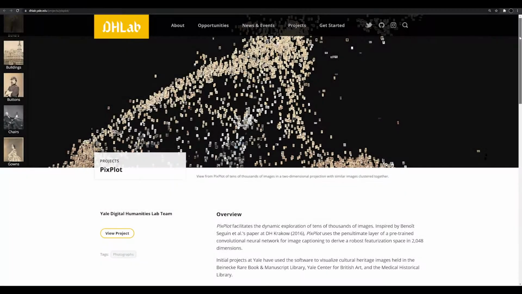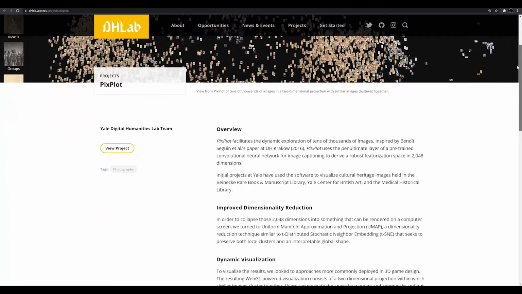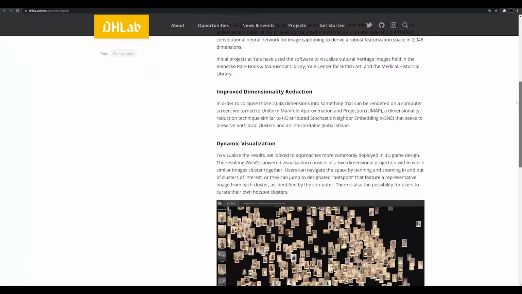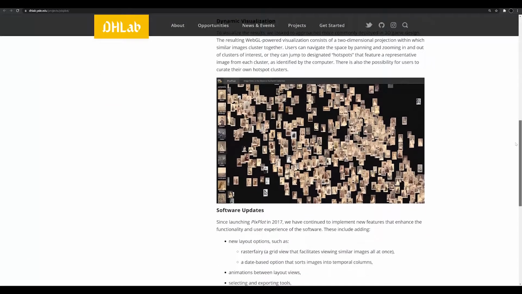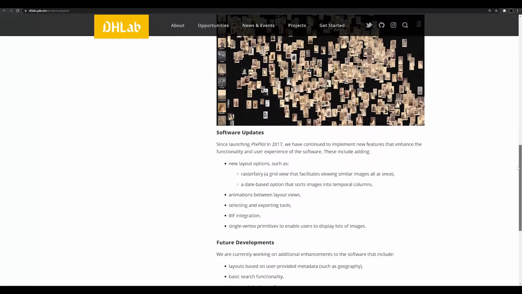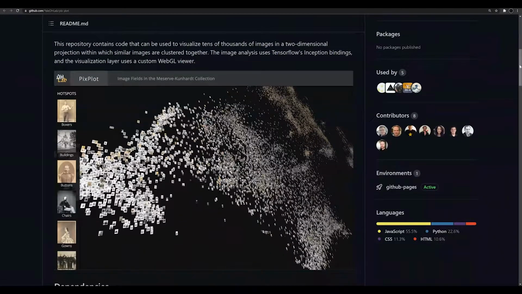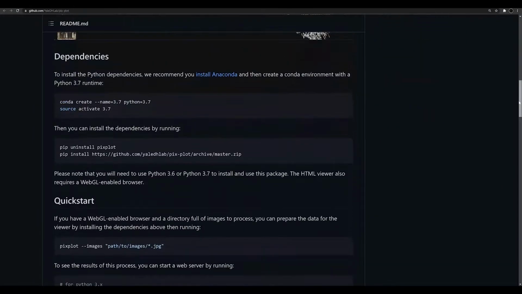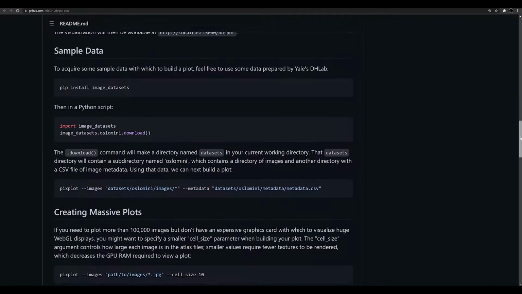Today we are talking about one of my favorite digital humanities projects, and that is PixPlot, coming from the DH Lab at Yale University. PixPlot is a very complex piece of software that needs to be leveraged in Python. And because it needs to be leveraged in Python, we are going to be talking about how to use it as a tool on my other channel, Python for Digital Humanities.